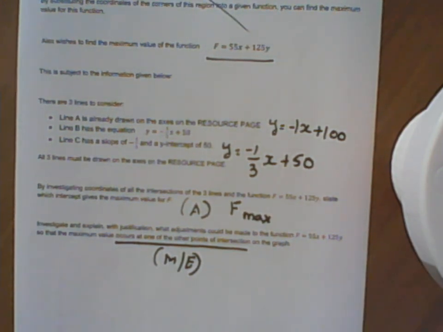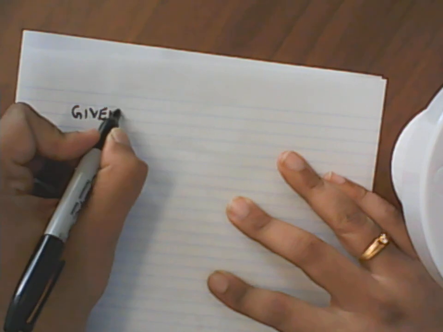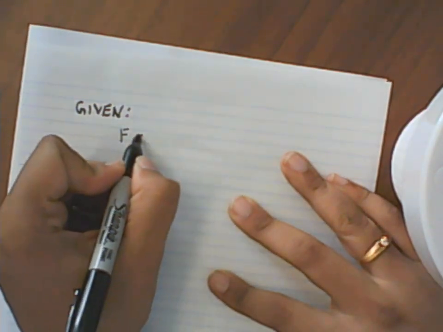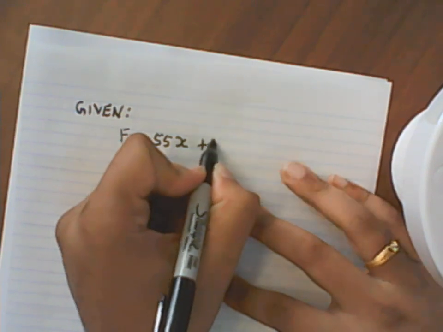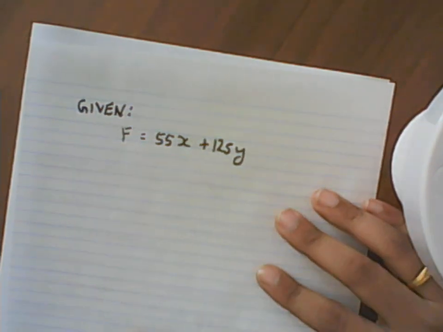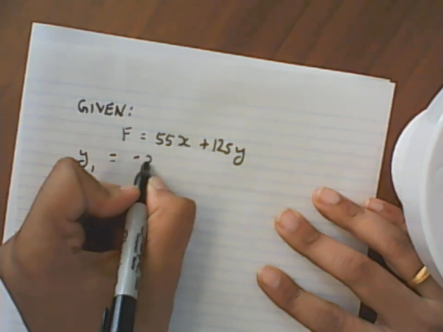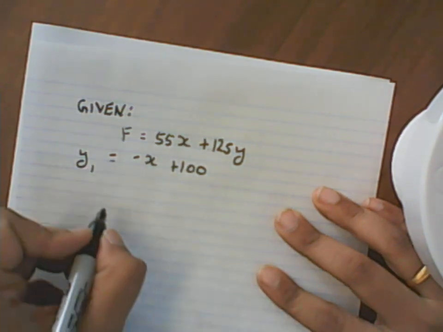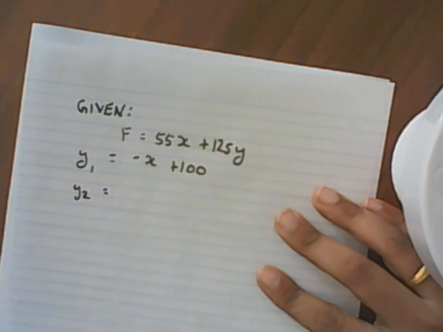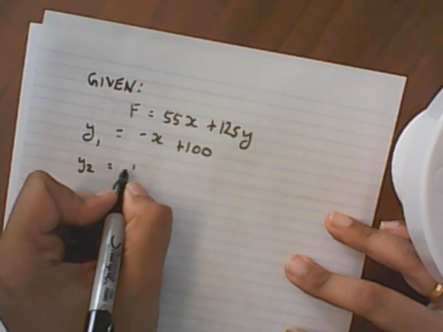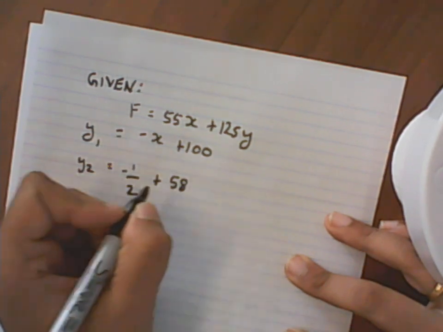Now, the first thing that I would like to do once I have this question with me is write it down as given data. So let me come here quickly. Let me write given. So what's given to me? f is equal to 55x plus 125y. My equations I'll write as y1 is equal to -x plus 100. My y2 is given. I'll quickly flip to the page. It's -12x plus 58.